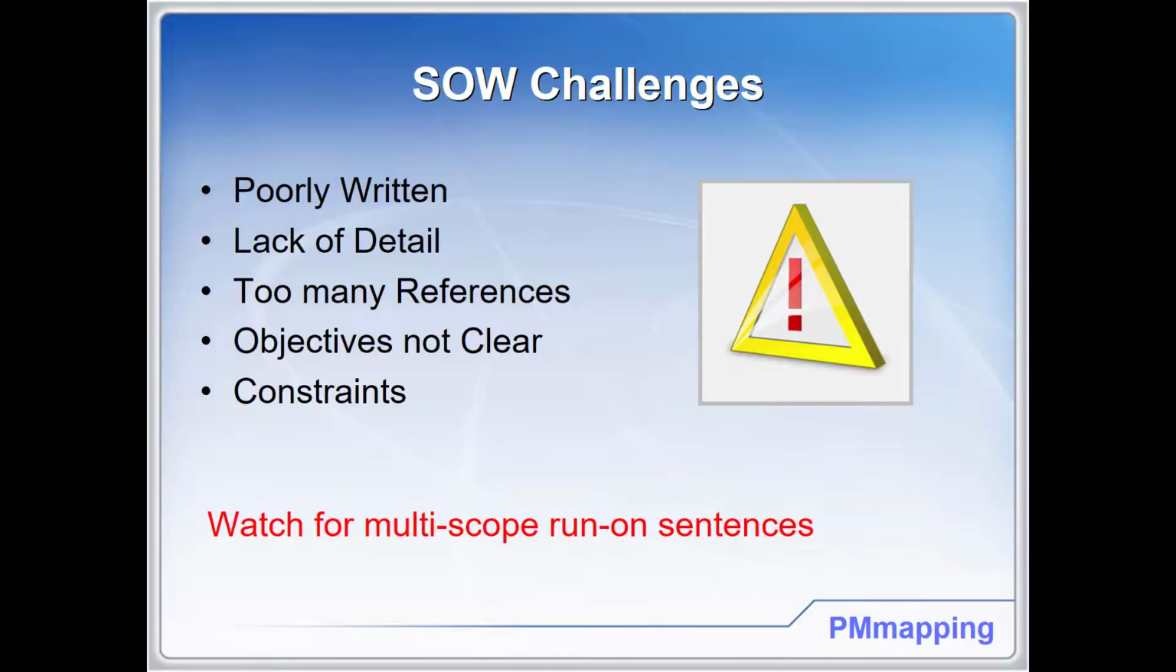Remember from the PowerPoint video, the SOW challenges include: they're typically poorly written, they lack detail, many times they have too many references that you then need to research, the objectives may not be clear, and also there are constraints that will be kind of hidden throughout the statement of work. You also need to watch for multi-scope run-on sentences. I've seen where a sentence can contain 3 different scope deliverables.